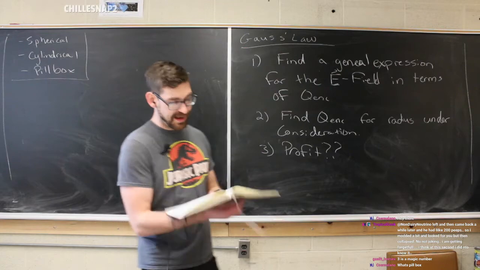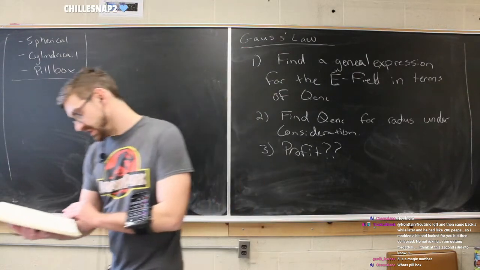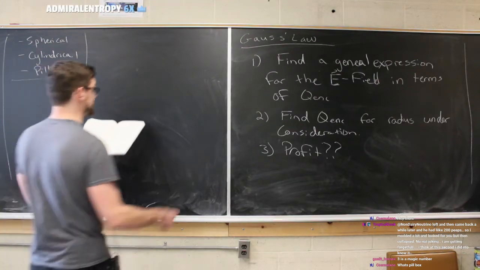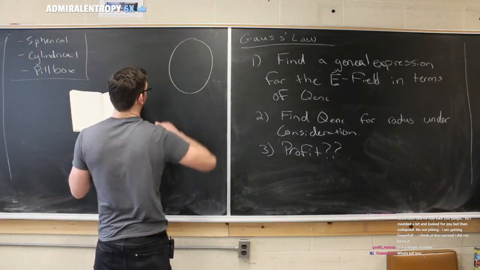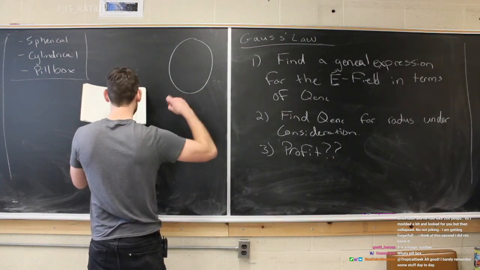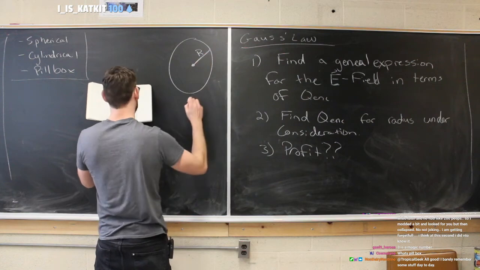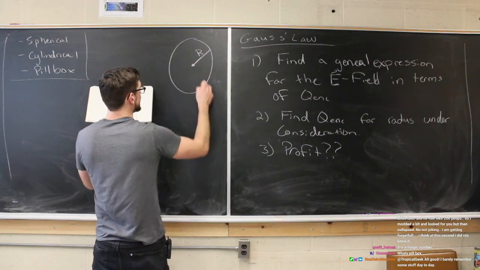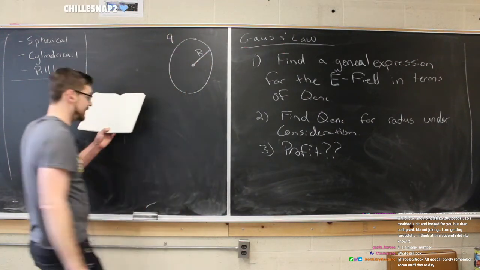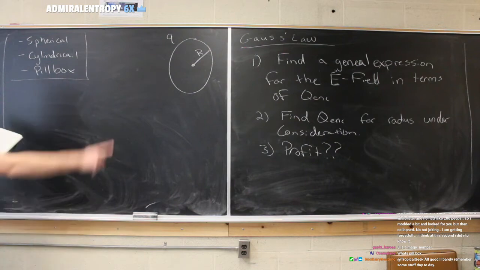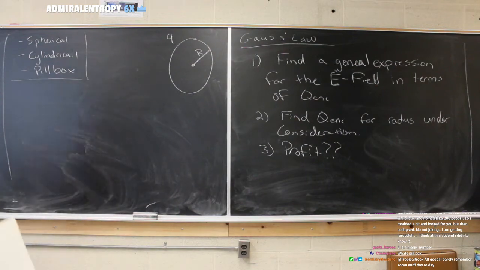The first example that we're going to solve is: find the field outside of a uniformly charged solid sphere of radius R and total charge Q. So we'll have some solid uniformly charged sphere with radius R and a total charge of Q. Now we're going to use Gauss's law outside. Step one, find the general expression for the E field in terms of Q enclosed.